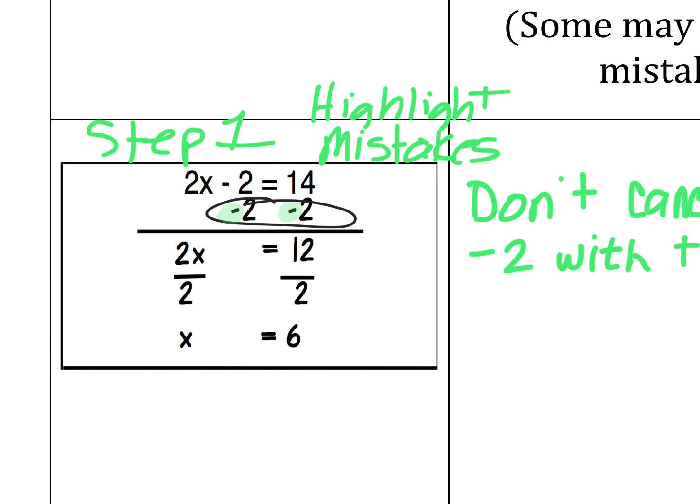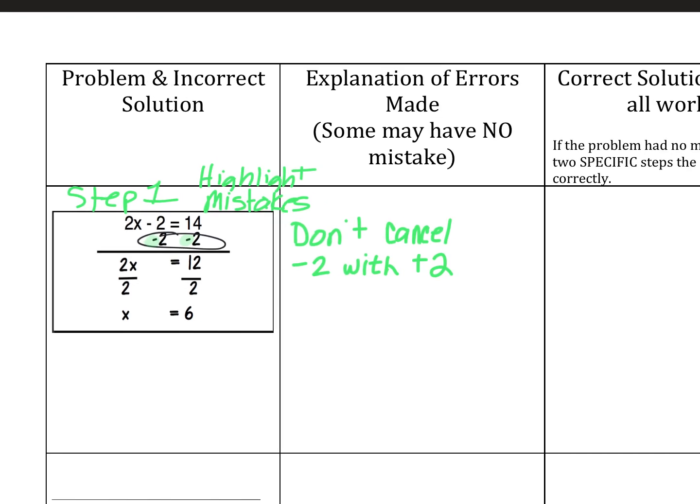So far, the only mistake we found is that they didn't cancel the -2 with a +2. And then check their math. 12 divided by 2 is in fact 6. So the only mistake this student made, write a Post-it note, please, was just canceling a -2 with a +2. So that's the only thing I'm going to highlight, just that mistake.